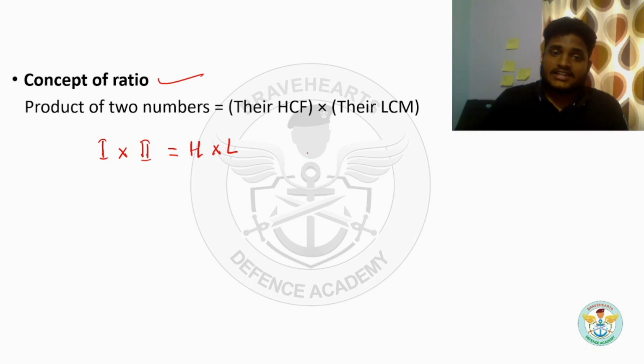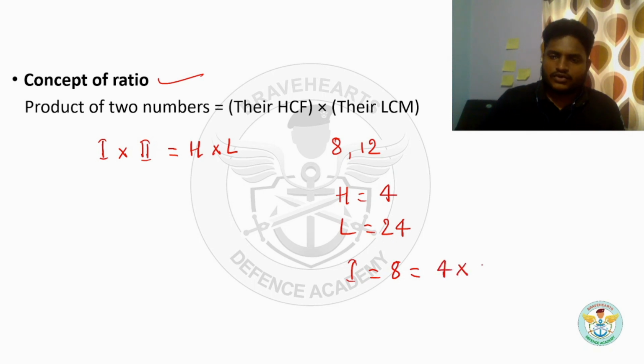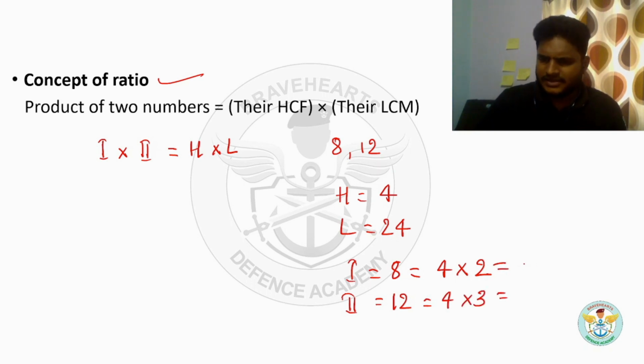Now let's understand the concept of ratio here. Let's go back and take the same example, that is 8 and 12. Your HCF was 4 and your LCM was 24. Now the first number is 8. Can I write this first number 8 as 4 into 2? Your second number was 12. Can I write your second number as 4 into 3? It simply means, what is your 4? 4 is your HCF.